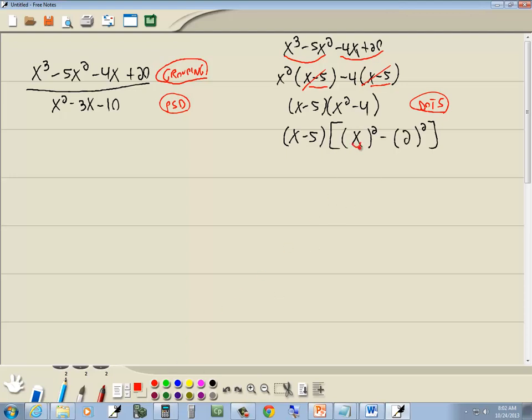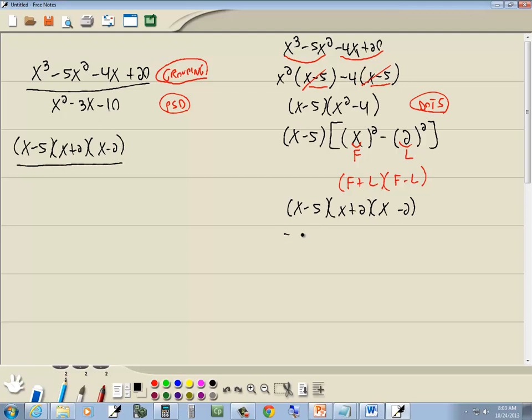Now I'm going to label what's inside the first set of parentheses as F for first, and what's inside the last set of parentheses as L for last. And this is a formula: the difference of two squares is F plus L times F minus L. The x minus 5 just carries down out in front. Wherever there's an F, we'll plug in x, and everywhere there's an L, we'll plug in 2. So we've got x plus 2 and x minus 2. So the top part becomes x minus 5, x plus 2, and x minus 2.